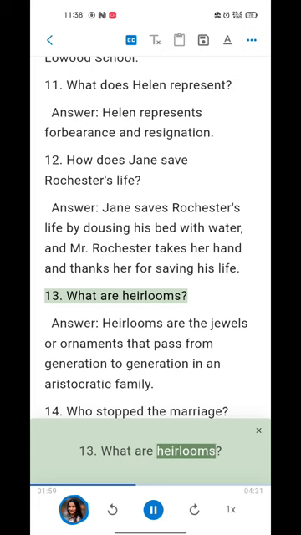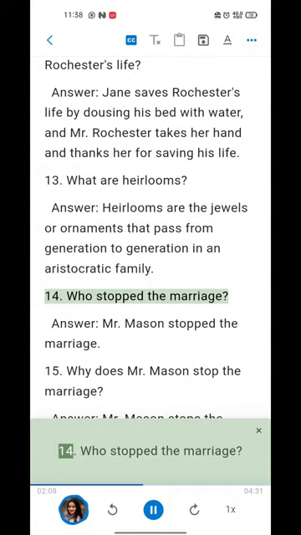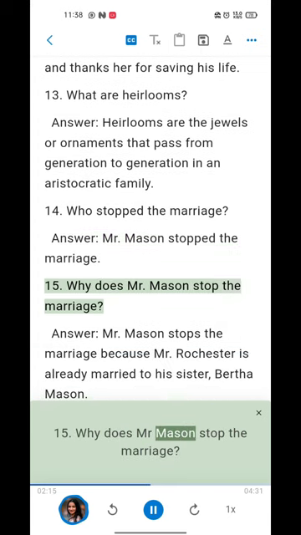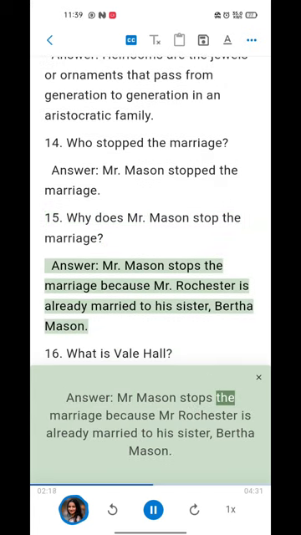13. What are heirlooms? Answer. Heirlooms are the jewels or ornaments that pass from generation to generation in an aristocratic family. 14. Who stopped the marriage? Answer. Mr. Mason stopped the marriage. 15. Why does Mr. Mason stop the marriage? Answer. Mr. Mason stops the marriage because Mr. Rochester is already married to his sister, Bertha Mason.